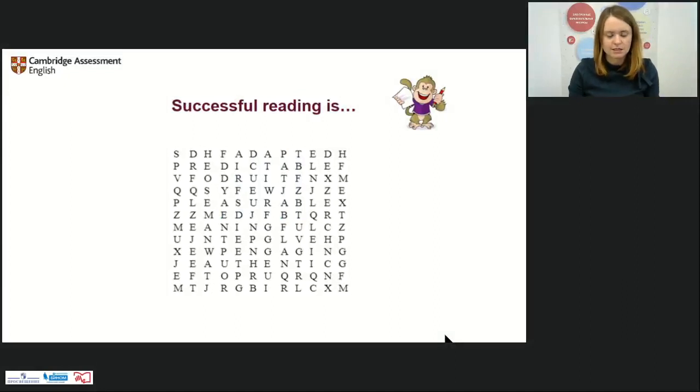Okay. So when we speak about reading, the basic rules are the same. Again, activating background knowledge, the short attention span, no life experience. But there are some other characteristics which I would like you to find here. So, successful reading is, can you find any?